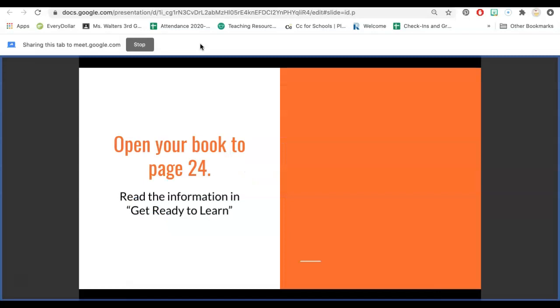Go ahead and open your book to page 24 and read the information in Get Ready to Learn. And it is talking about the Statue of Liberty. And it says the Statue of Liberty recently celebrated her 120th birthday. The height from the top of the base to the torch is 1,813 inches.